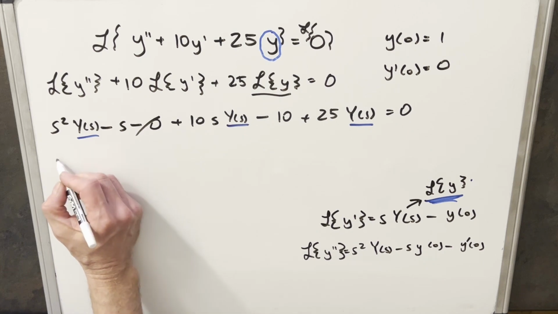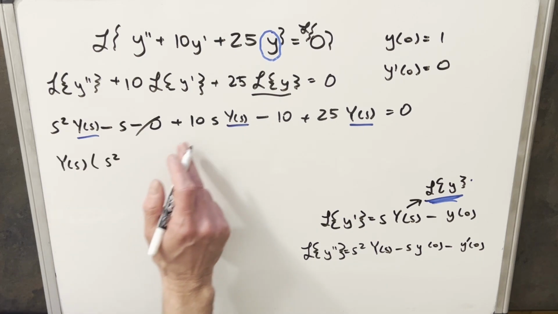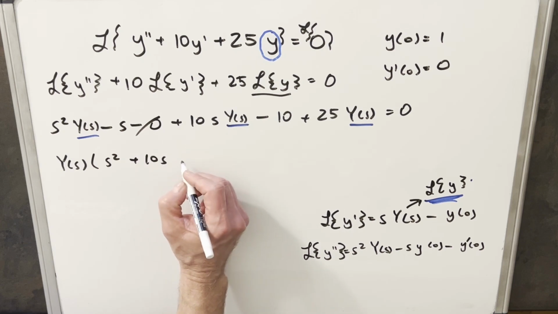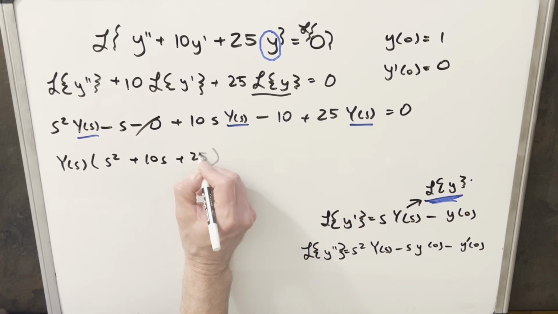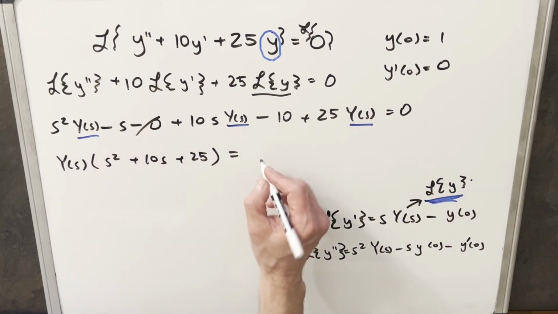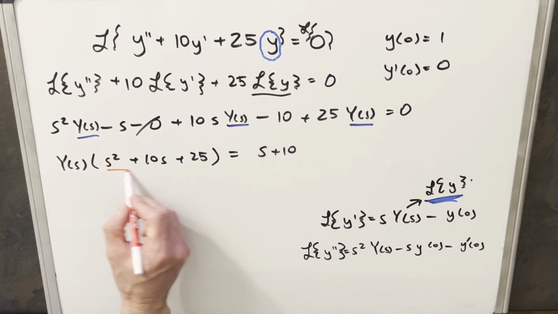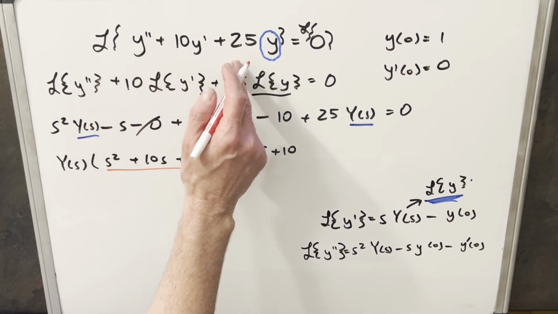So what I can do is factor out our big Y term to isolate it. We'll have s squared plus 10s plus 25. And then everything else I'm going to bring onto the right side of the equation. So I'll add an s and I'll add a 10, and we'll have s plus 10 here. Then one quick note on this thing, this is actually the same thing as our coefficients on our original problem.